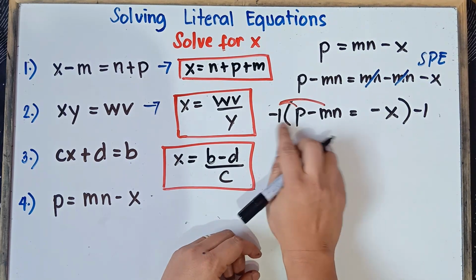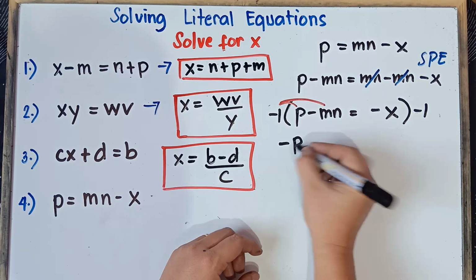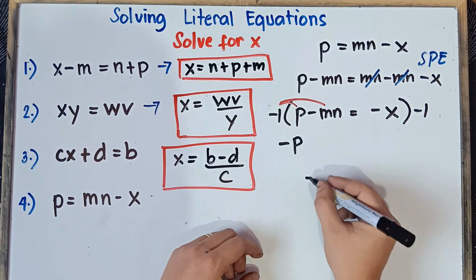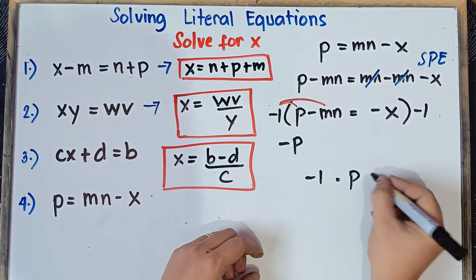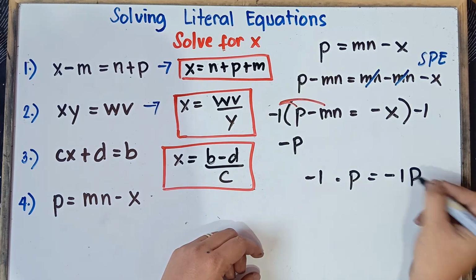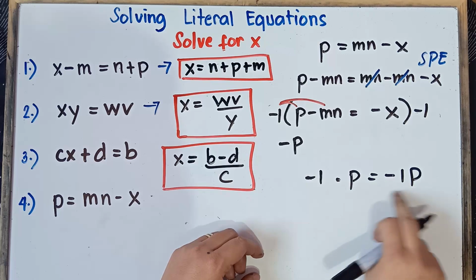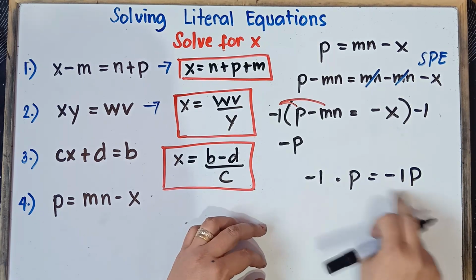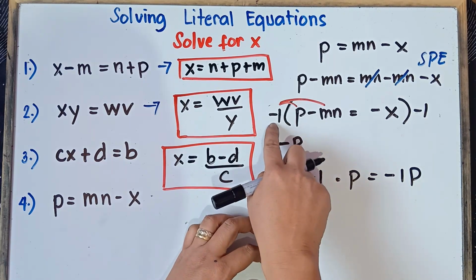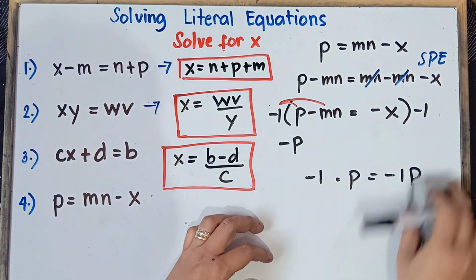Negative 1 times P would be negative P. You can write negative 1P, but it is just the same as negative P. So negative 1 times P is negative P.